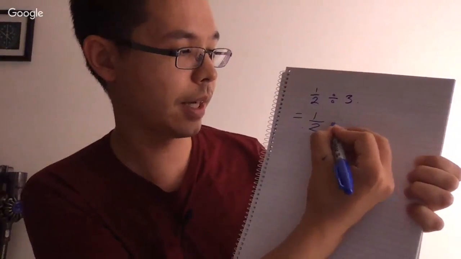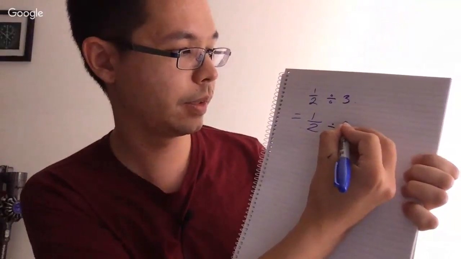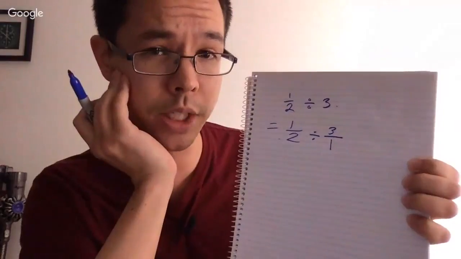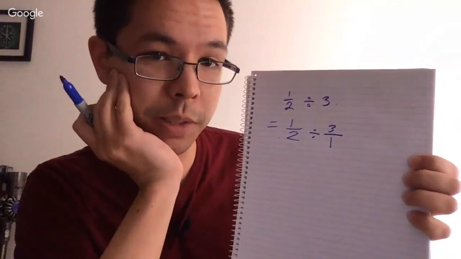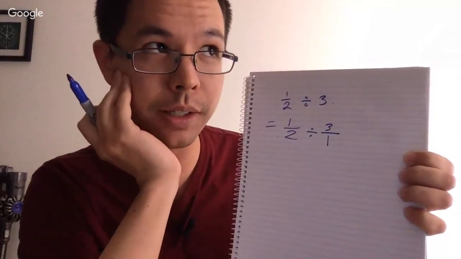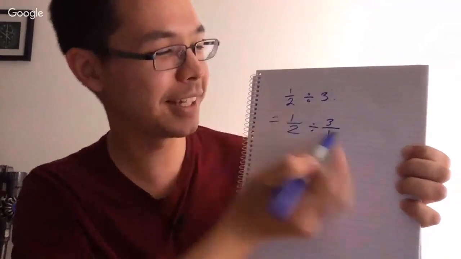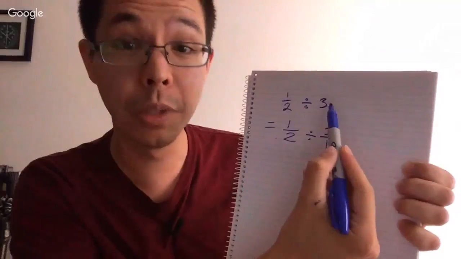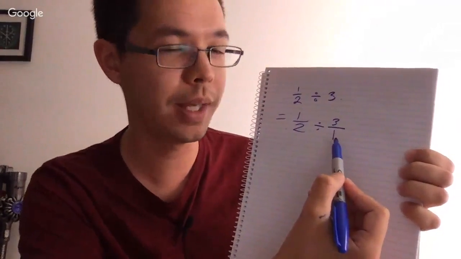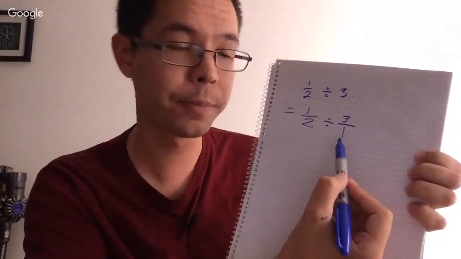And I take that 3 and turn it into a fraction. So 3 is the same thing as 3 over 1. That basically means 3 divided by 1. If you put that in your calculator, you'll just get 3. So that's the same thing as our original question. I'm just fiddling a little bit. I'm just changing it into a form that makes it easy for me to solve.